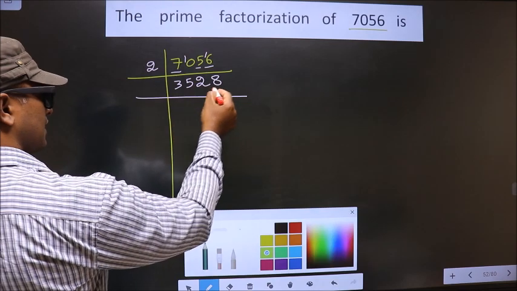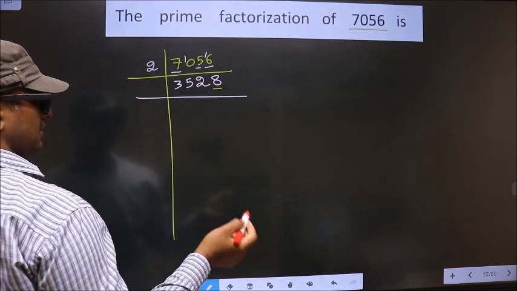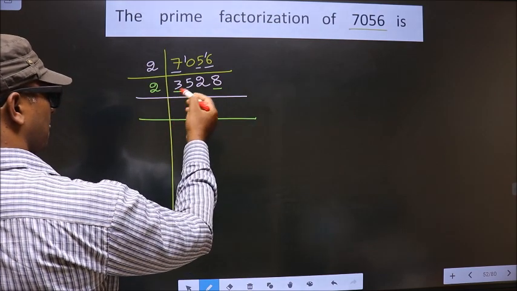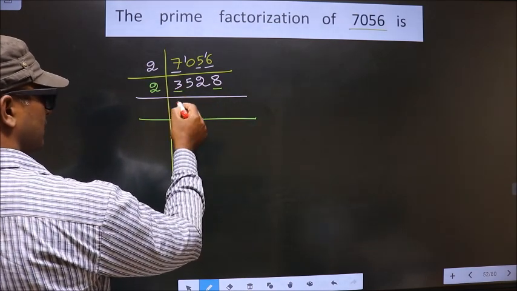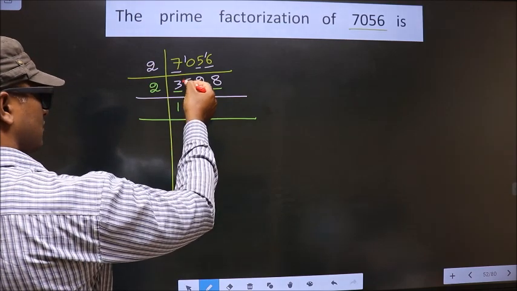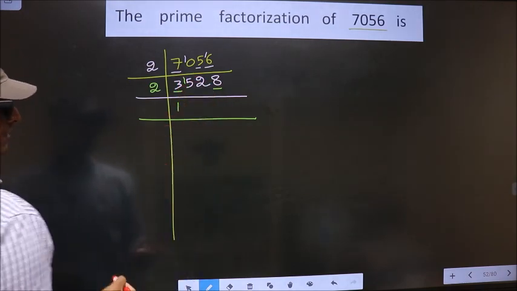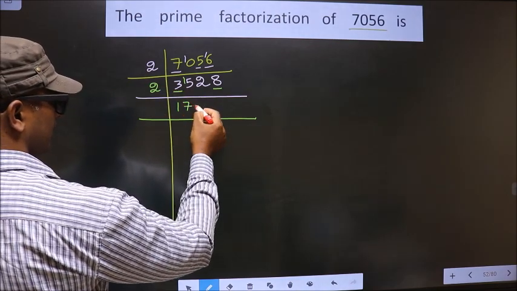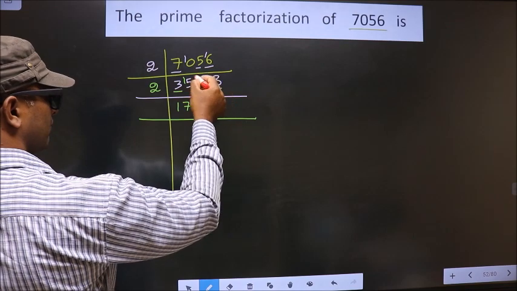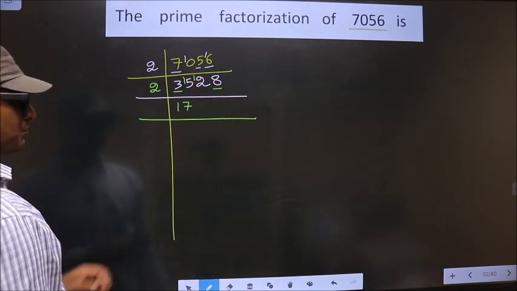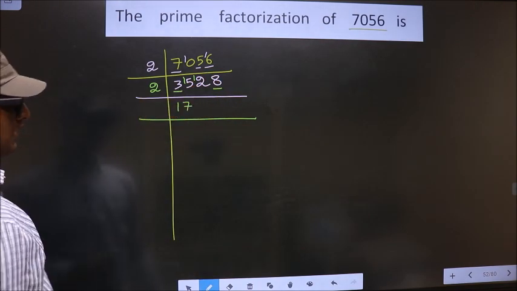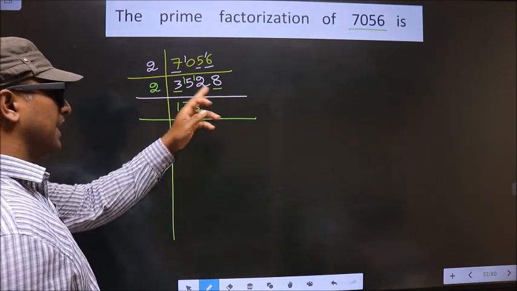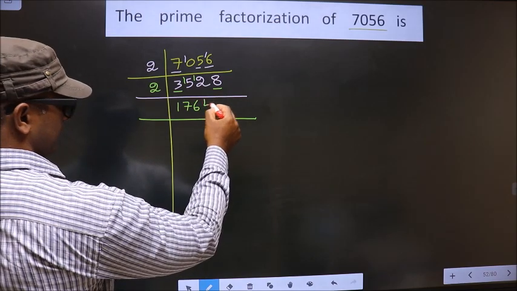Now, for this number, last digit is 8, which is even, so we take 2 here. First number is 3. A number close to 3 in 2 table is 2 1s 2. 3 minus 2 is 1. 1 carried forward, making it 15. A number close to 15 in 2 table is 2 7s 14. 15 minus 14 is 1. 1 carried forward, making it 12. When do we get 12 in 2 table? 2 6s 12. Next number is 8. When do we get 8 in 2 table? 2 4s 8.